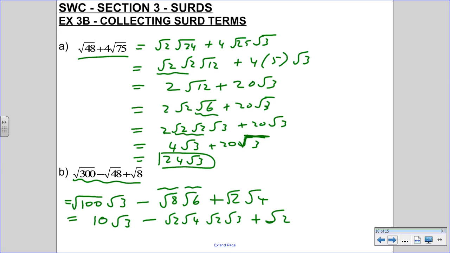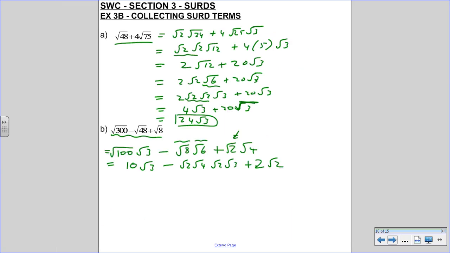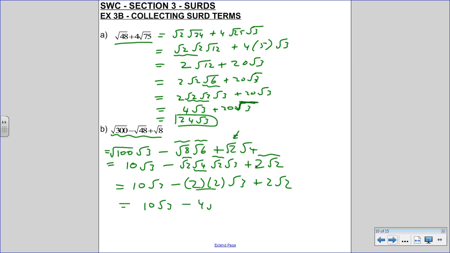Now we've got our root 2 here. And we know that root 4 is the same as 2. So that's 2 root 2. So it looks a bit hideous, but you just got to be patient with this kind of stuff. So root 4 we know is 2. So we've got 2. Root 2 times root 2 is 2 again. Root 3, and then we've still got our 2 root 2 on the end. So we've got 10 root 3 minus 2 times 2 is 4 root 3 plus 2 root 2. So 10 root 3 take away 4 root 3, there's 6 of them. And we've got that 2 root 2 on the end.